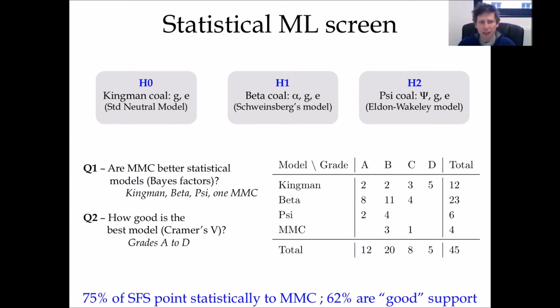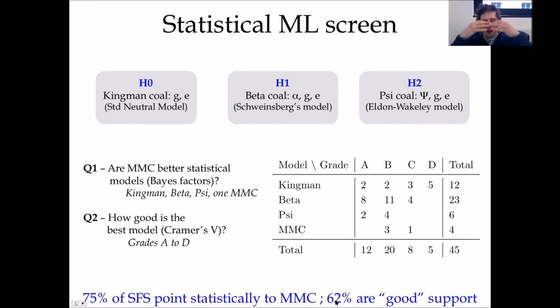And the second question is, okay, it's better, but is it good? So we came up with some kind of ranking based on Cramer's V, which is based on a chi-square goodness of fit test. We graded A to D, A being a very good fit and D being a very poor fit. And if we only keep the ones that have good support for multiple merger, still 62% are in good support for a multiple merger.